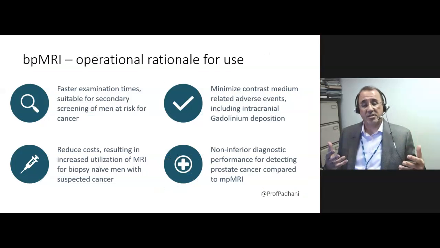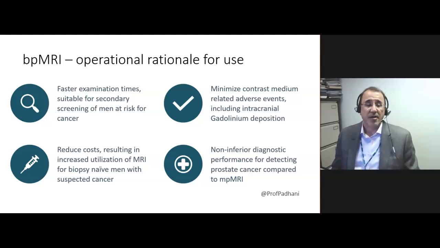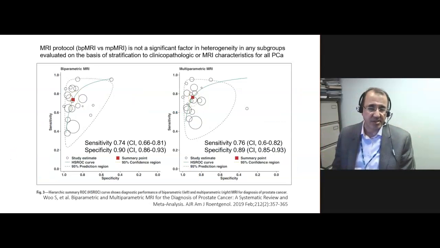So the chief advantage of biparametric MRI is operational. In other words, it's about us radiologists. Faster examination time, reduced costs, minimizing contrast medium reactions. And of course, people will point to the non-inferiority of the performance, but this is all about us. But what about the patient and the pathway benefits? We also need to consider that.